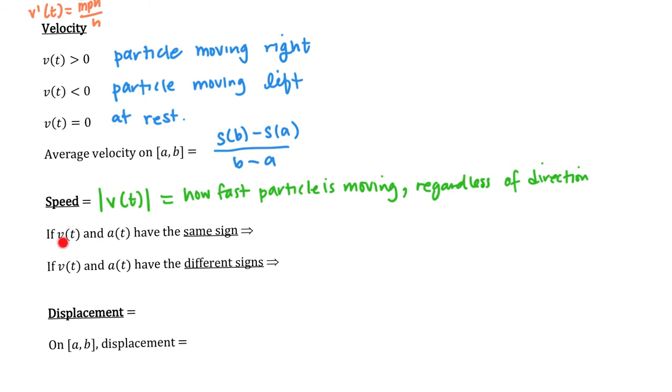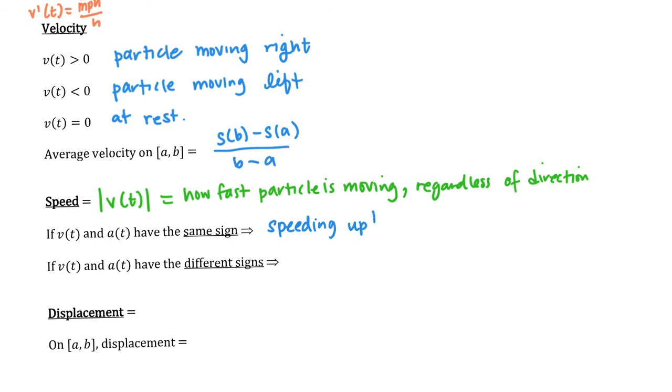Now what if it was negative on the same side? If my velocity is negative, I'm going to the left. If my acceleration is also negative, if I'm going negative 50 and I'm accelerating at negative 3 miles per hour, I'm going negative 50, negative 53, negative 56. I'm still speeding up. I'm just going to the left. So if your velocity and acceleration have the same sign, you are speeding up.